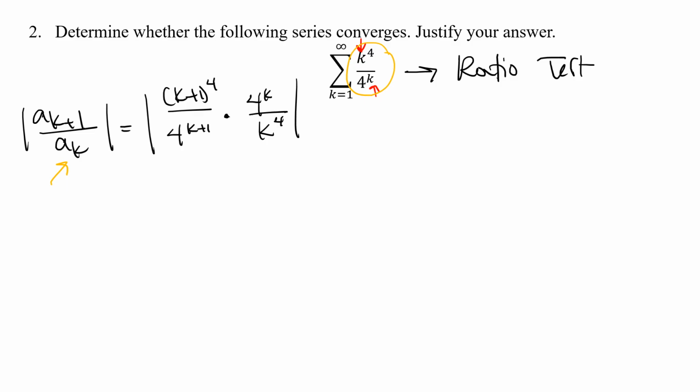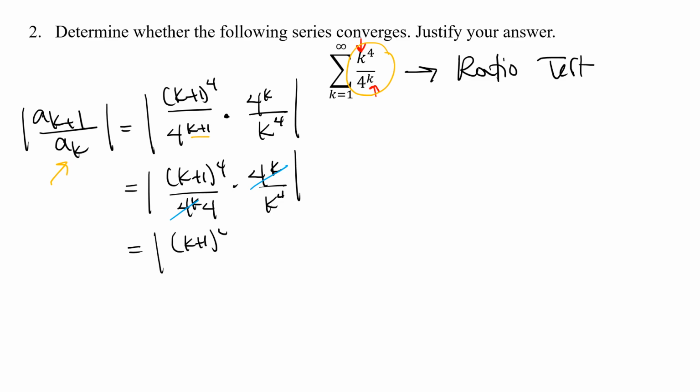Okay. All right. So let's see how this will simplify. So we got this (k plus 1) to the 4. Then the bottom, we can go ahead and realize we have this k plus 1 as our exponent, so we can rewrite the bottom as 4 to the k times 4. Then we still have this 4 to the k and k to the 4 here. All right, so then what do we notice? The 4 to the k's simplify, so we end up with (k plus 1) to the 4 over, then we still have a 4 in the bottom and a k to the 4 in the bottom.